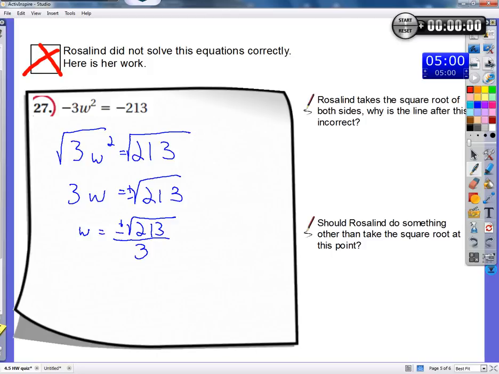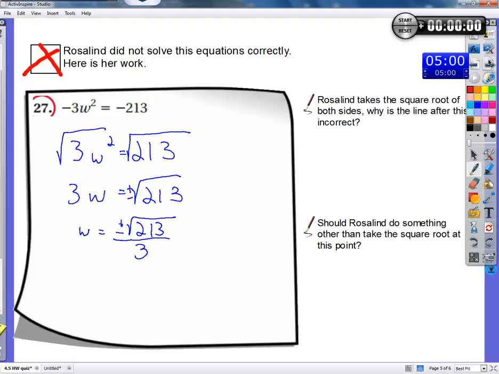So Rosalind did not solve this equation correctly. You can see there, first, she maybe divided both sides by negative 1, so now everything's positive. And she takes the square root of both sides. That's what she chose to do to start. If that's what she did, then why is the line after that incorrect? Just write a little quick explanation of why it couldn't be correct. If you're going to take the square root, you couldn't wind up with what she has written.